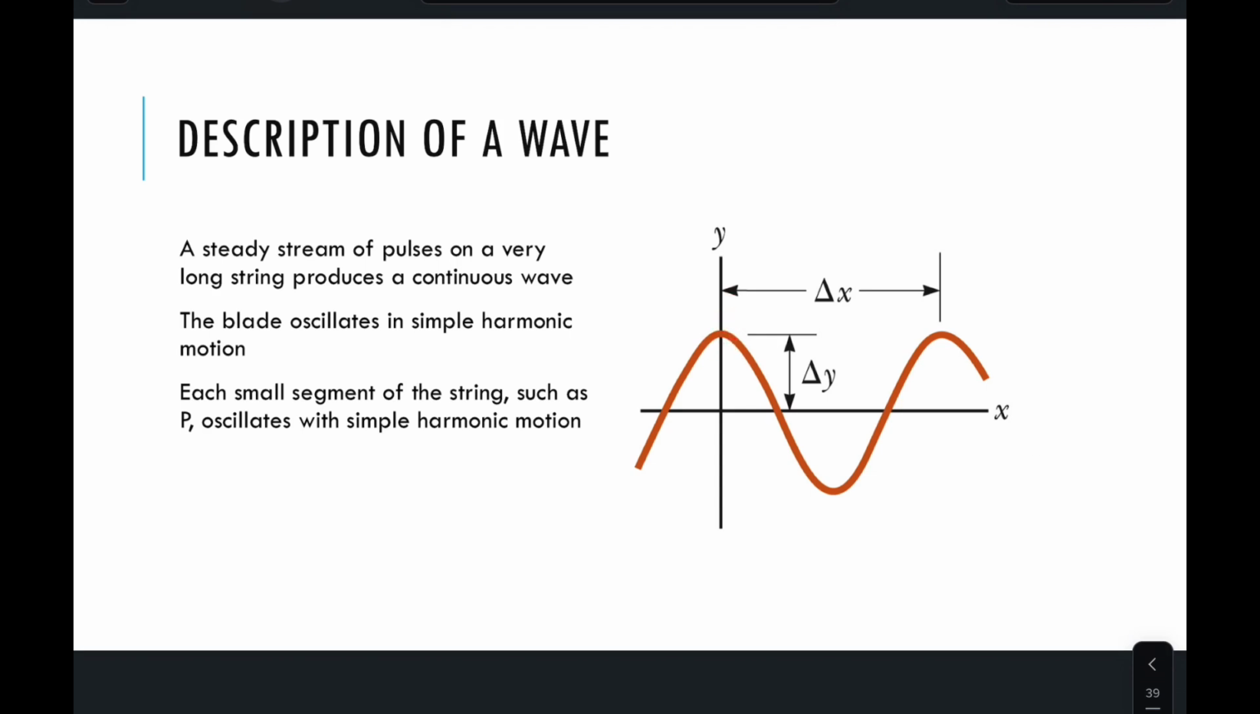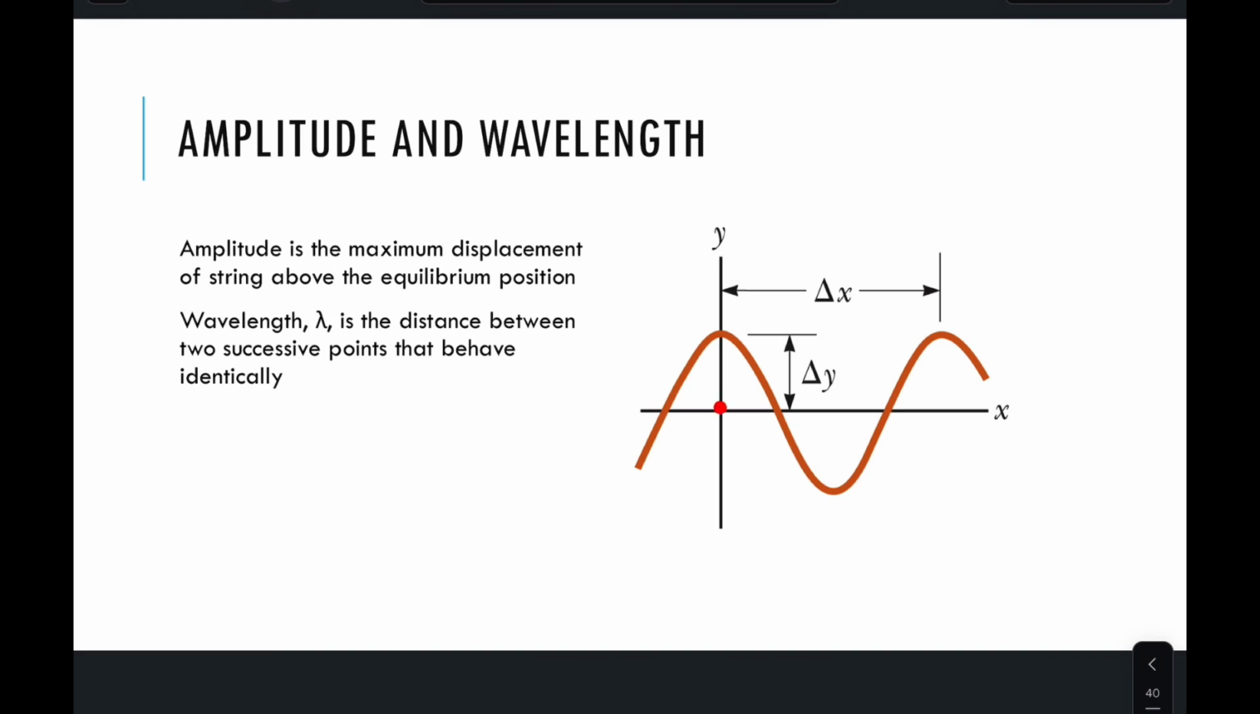Then Y is the maximum displacement, if we're talking about this point, the maximum displacement of your medium, the string, the spring, depending on which medium you are using or referring to. So, the maximum displacement from the equilibrium position is defined as the amplitude. And the wavelength is defined as the distance between two successive adjacent crests or troughs. That is 1 lambda. So in this information, delta Y is the amplitude, delta X is the lambda.